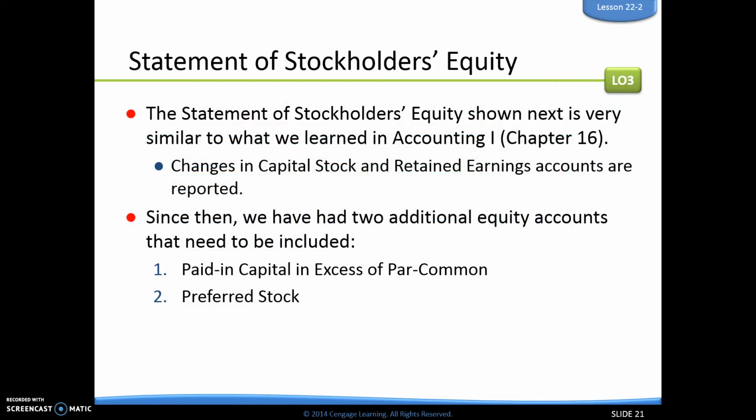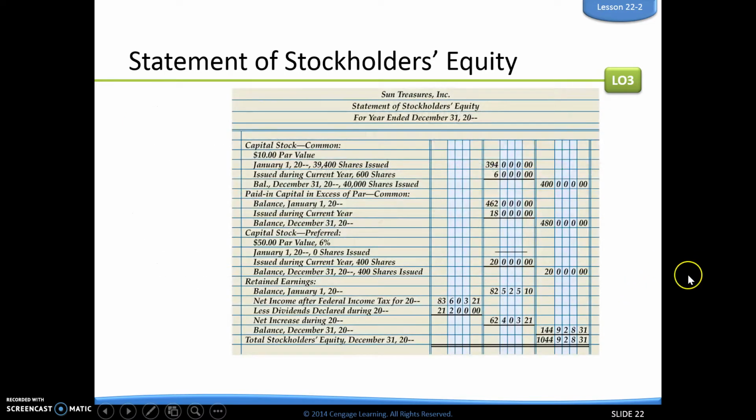Now let's talk about stockholders' equity. Again, go back to chapter 16 if you need it, but it's very similar to the way it looked then. We still report the changes in capital stock and retained earnings. However, the two new things we need to add include the paid-in capital in excess of par, common, and preferred stock. Those two new ones that we learned about when we were talking about debt financing.